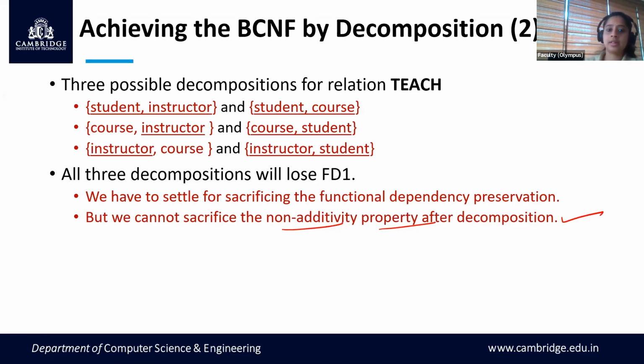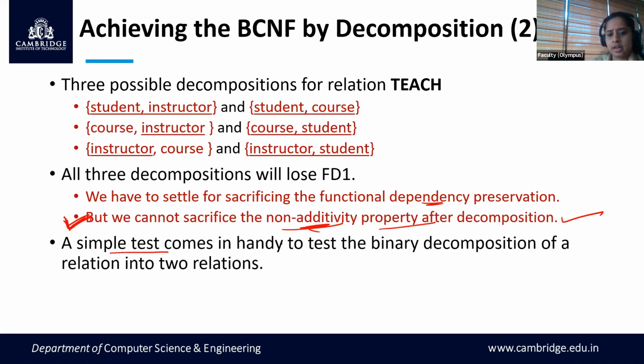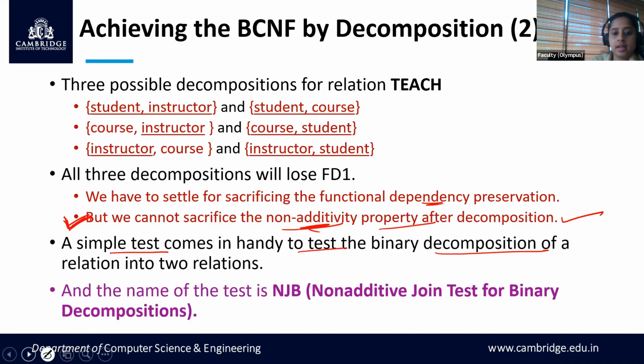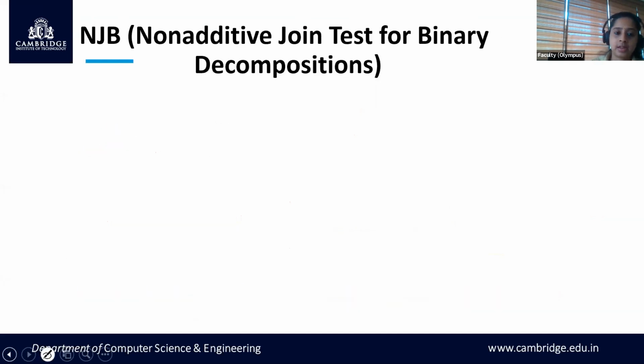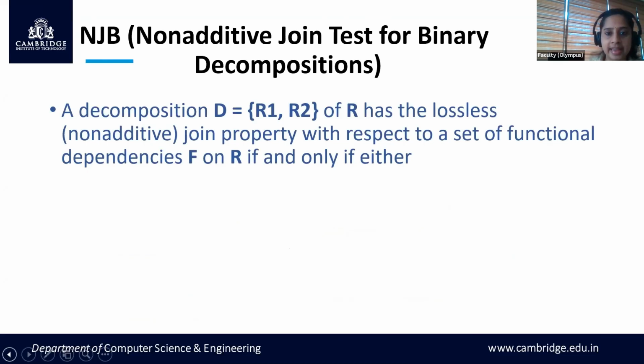So I can decompose all this, but when I join it back, I should check that there is no kind of additive or lossy property. At least this I should maintain. If preserving dependency is not possible, at least this I should maintain. To maintain this second one, I have a rule. A simple test will come in handy to test the binary decomposition of a relation into two relations. The name of that is NJB, the non-additive join test for binary decomposition. Let's see what that NJB is.